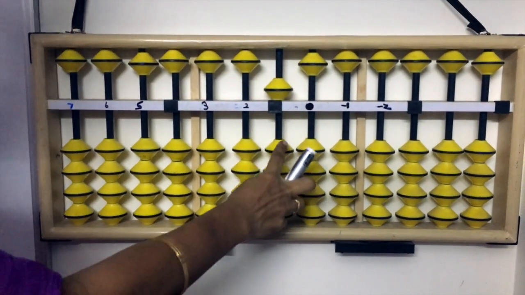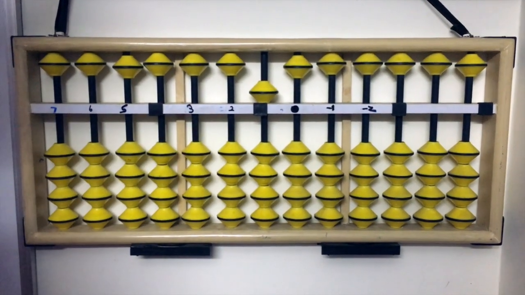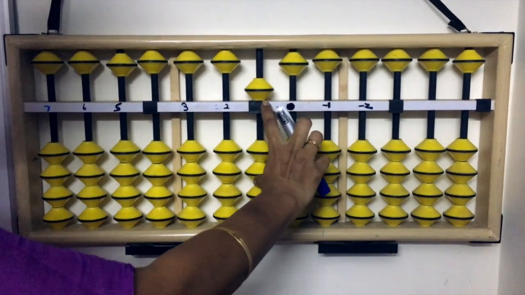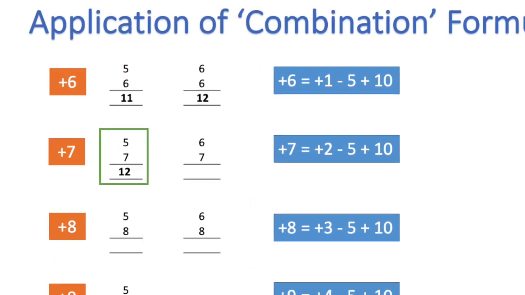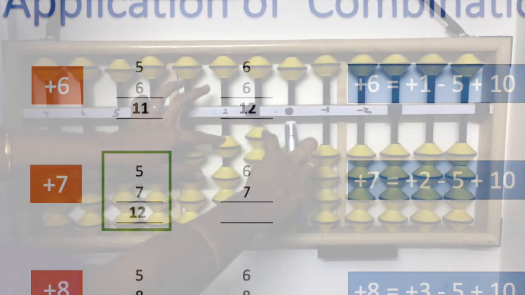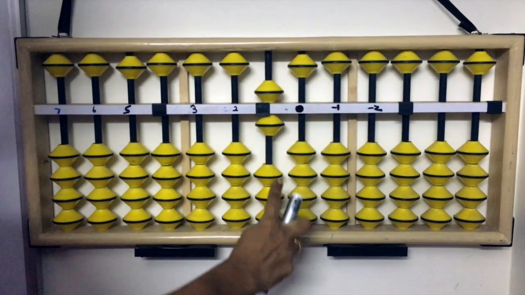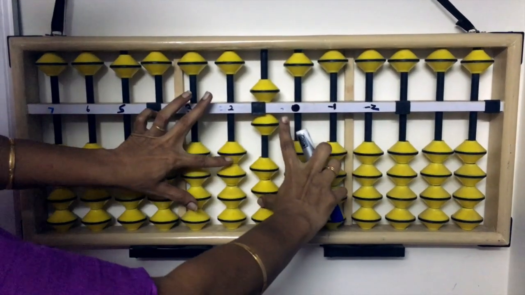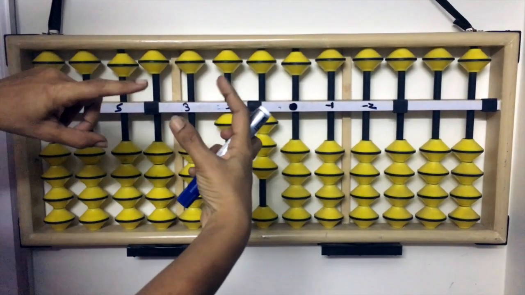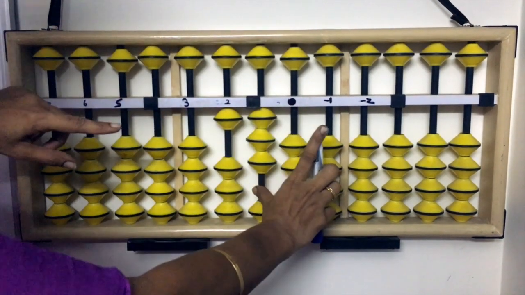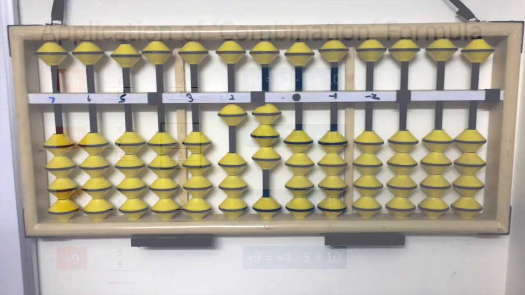If you have 5, to add 7, minus 3 plus 10, by using the big friend formula we can't apply. So this is the way to add 7. 5 plus 7 is 12. Now 6 plus 7. To add 7, plus 2 minus 5 plus 10. To add using the combination formula, we should use these 3 fingers, plus 2 minus 5 plus 10. So the answer is 13.